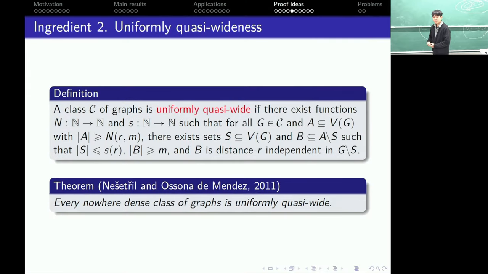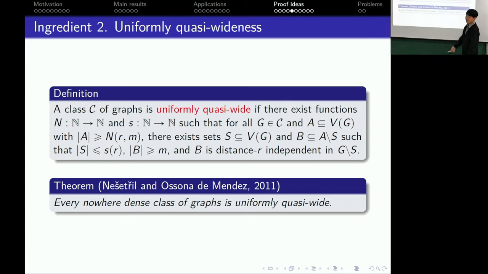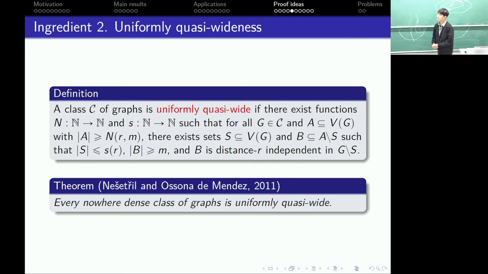So, what is M? M is the size of... Are you saying that for all M? For all M, yeah, so for all M is probably missing. So for every M, whenever you have a large set, as a function of r and M, then we can find the distance-r independent set B of size at least M. I see. So you also have a quantifier r, right? So for all r and M, whenever you have a large set, we can.